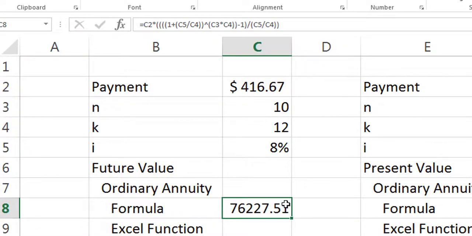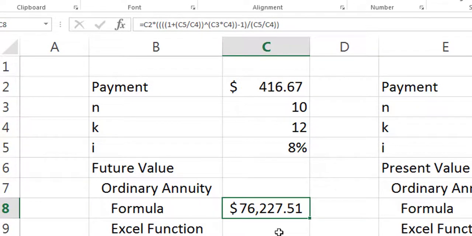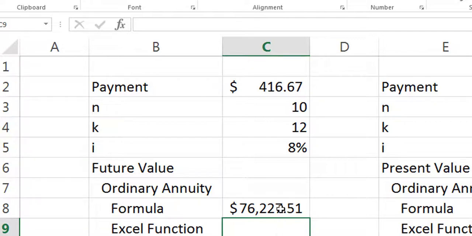And I show you that, and I went through it quickly, because I wanted to demonstrate to you mostly the difficulty of entering this formula correctly. And it's just a formula pulled from the book.